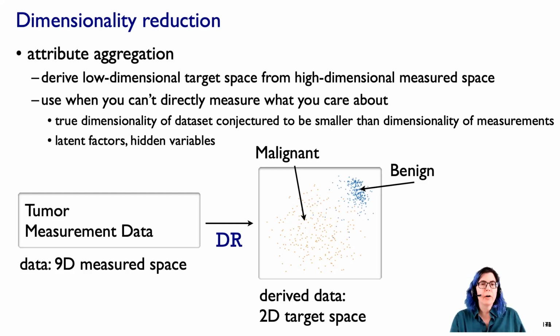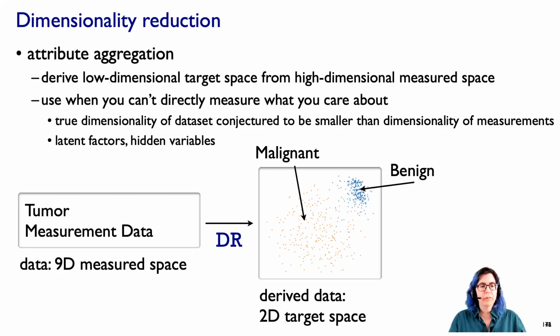Now, this is going to work well when you have a good reason to believe that there really is a much lower dimensional structure. Perhaps what you want to measure, you just cannot measure directly, and you have a huge amount of redundancy in what you can measure, and you're trying to grab out the actual interesting signal there. In a machine learning context, these are often called latent factors or hidden variables.